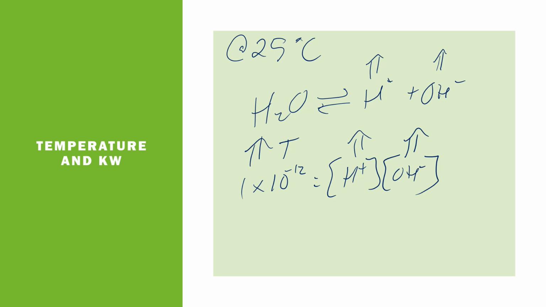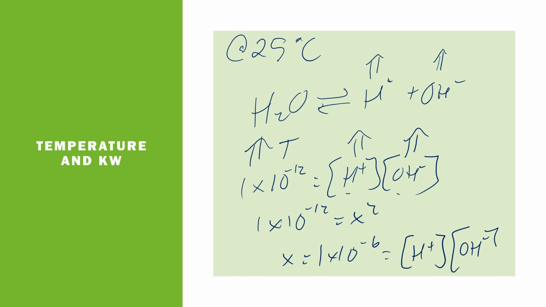Well, if you have a pure water solution, I know that my hydrogens and hydroxides are equal. So I know that we can do x squared, and then we can solve: x is 1 times 10 to the negative 6. And that is equal to both my hydrogen ion concentration and my hydroxide ion concentration.